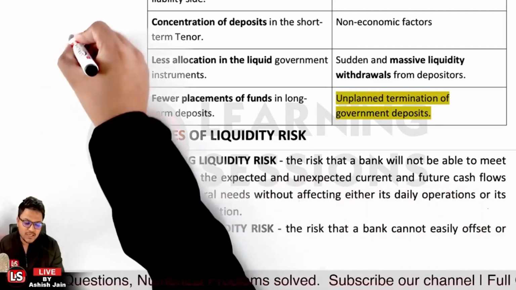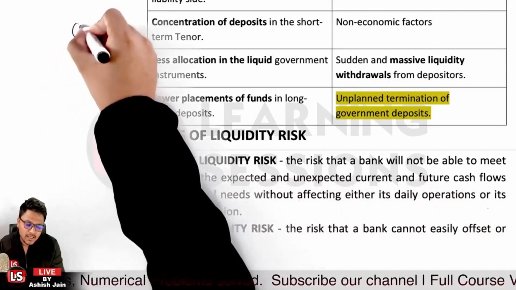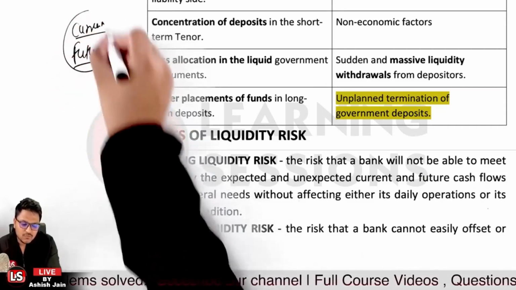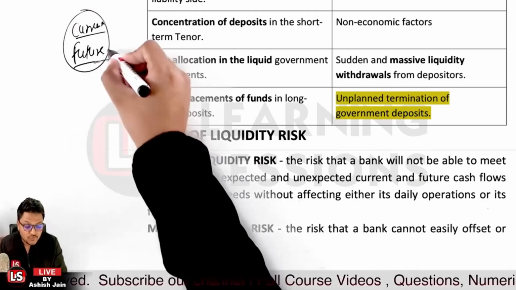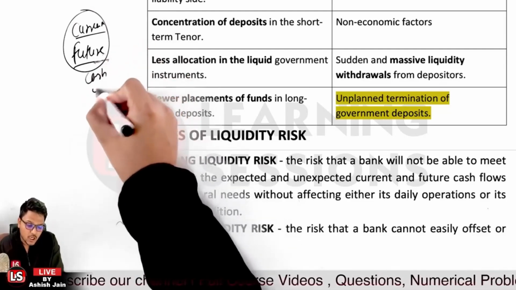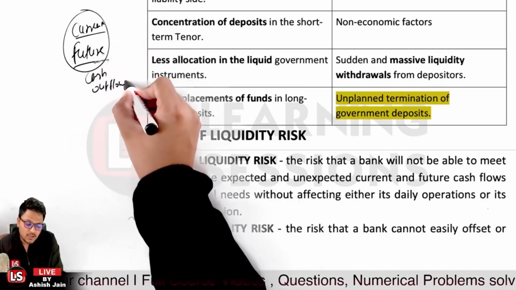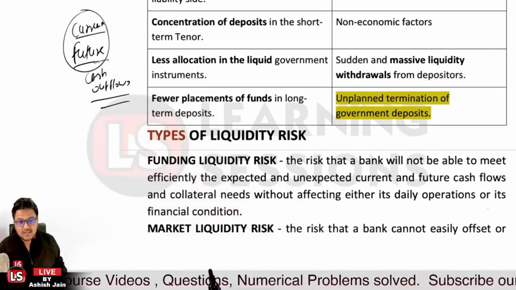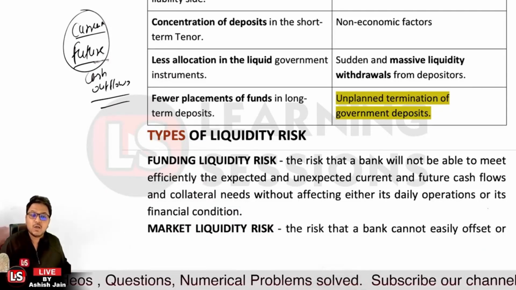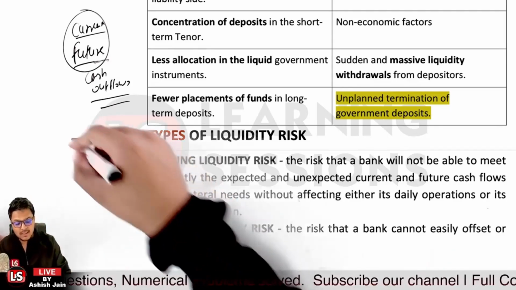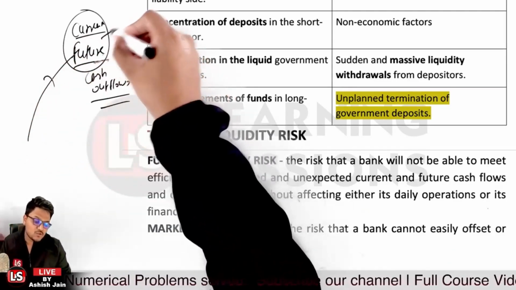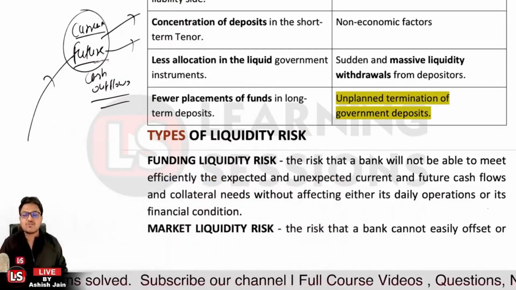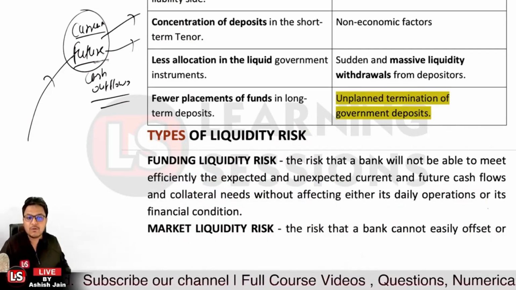Now what's the definition? Whatever the current or future cash outflows are, you are not able to meet that particular obligation, and so you require collaterals, and further you need to borrow money so as to cater to the proper functioning. So this is actually related to funding liquidity risk.